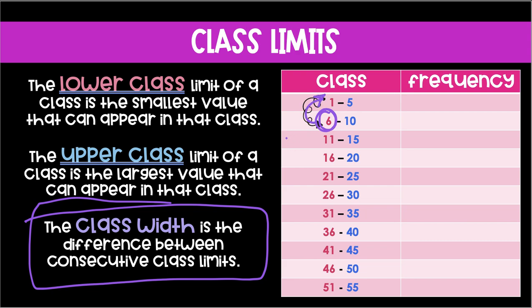6 minus 1 is 5. 31 minus 26 is 5. 41 minus 36 is 5. 36 minus 31 is 5. But they have to be consecutive classes, meaning that it's just the next one. Same thing with the upper class limits. You can subtract 20 minus 15, which is 5. You can subtract 40 minus 35, which is 5.